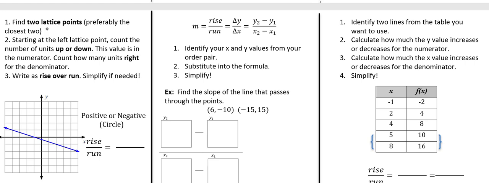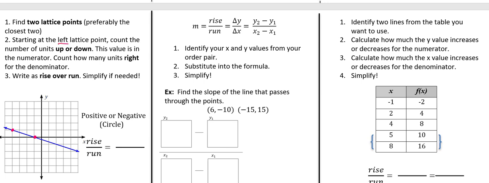Find two lattice points, preferably the closest two. Lattice points are where your line is crossing nicely. So like a point right here and a point right here, point right here. These are all lattice points. I'm only going to use these first two because they're close together. There aren't any other nice points right here, right here. Those are like fractions. I don't want to use fractions. So I want only whole numbers.